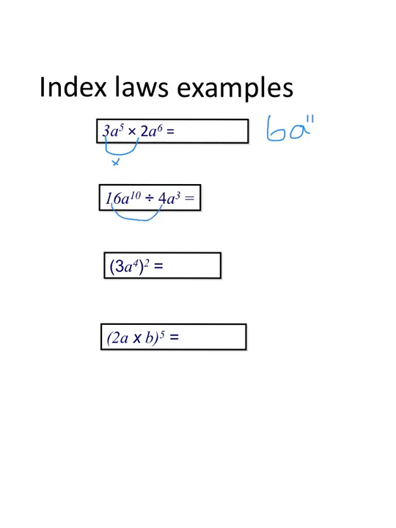In this question here, we would divide the coefficients first. So 16 divided by 4 would give us 4. Both terms have got an a. We're dividing, so we subtract the powers, and 10 minus 3 would give us 7.